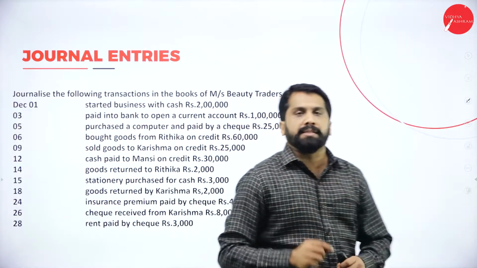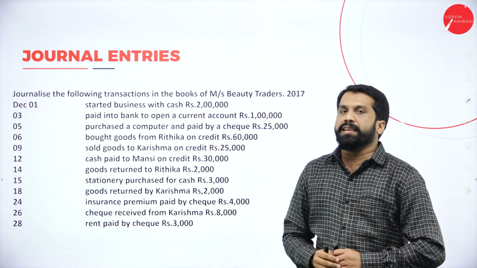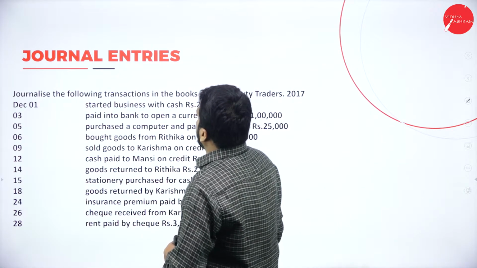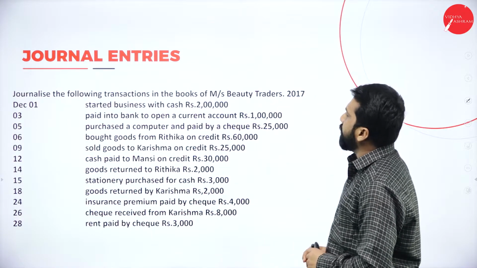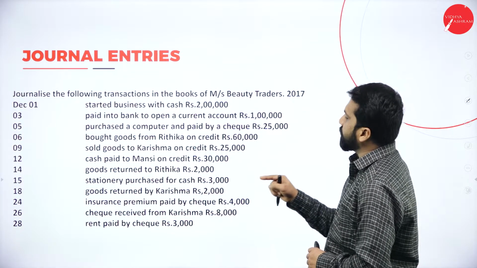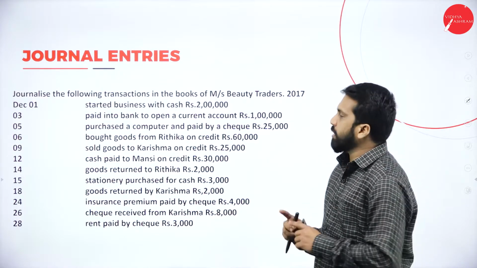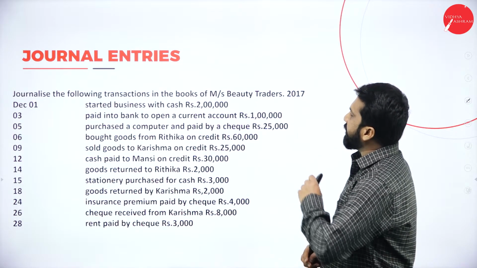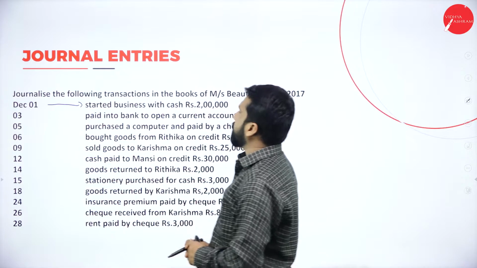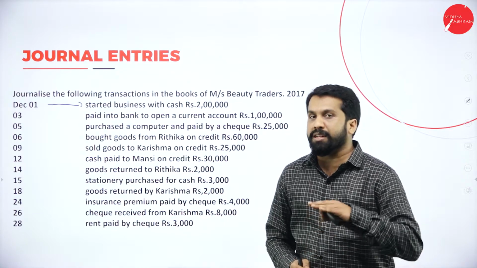Now we'll solve one complete journal entry. Before I tell the answer, you try to solve everything yourself. Now, first one. Journalize the following transactions in the books of Measures Beauty Traders. Started business, paid into bank, purchase, bought, sold, cash, goods, stationery, goods, insurance, cheque, received, and the last one is rent. We'll go for the first one. Started business with cash. What is the date? It will be December 1st. The first entry will always be capital. Capital is always down.